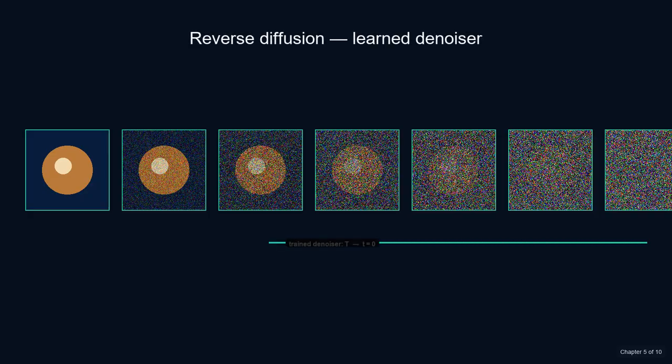The reverse process walks the same tiles, right to left. Starting from pure noise, the network predicts a slightly cleaner image, step by step, until it hands back a fresh sample.